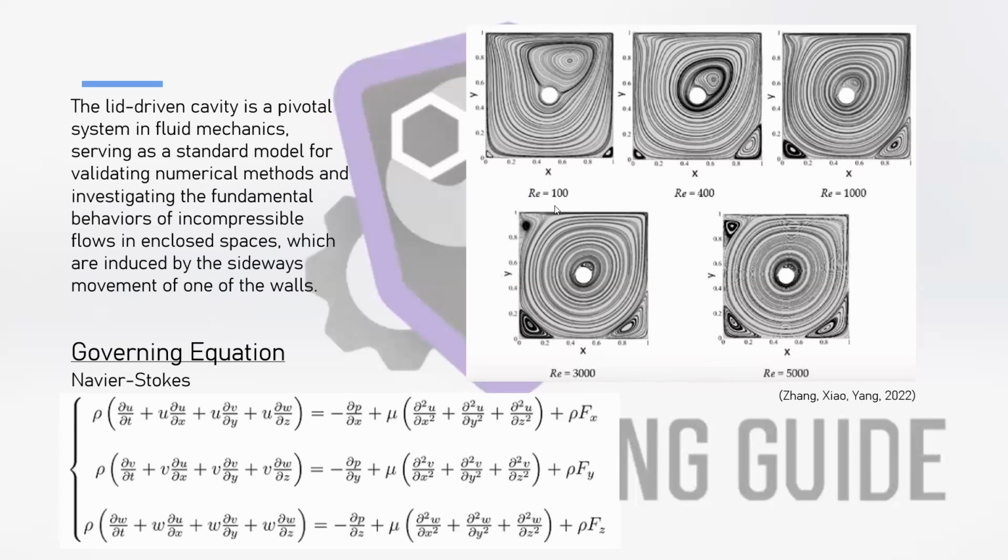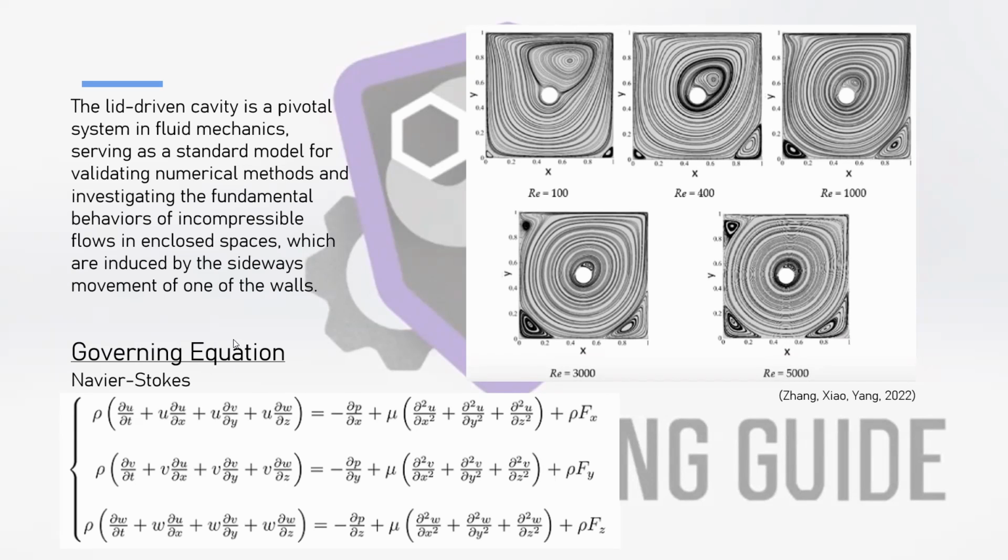Now, what does it mean by increasing the Reynolds number? This simply means that we're increasing the velocity at which the top wall is moving. Because as we know, the Reynolds number is a function of density, velocity, length, and viscosity, and we're keeping all the other terms constant. So to increase the Reynolds number of the fluid, we are simply increasing the speed at which the top wall is moving.